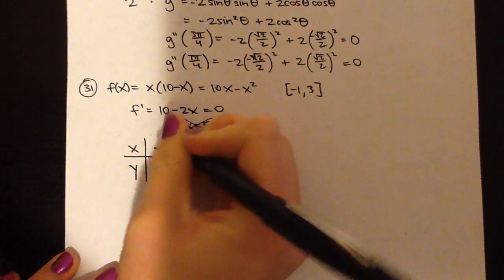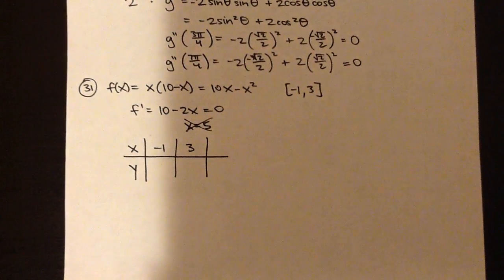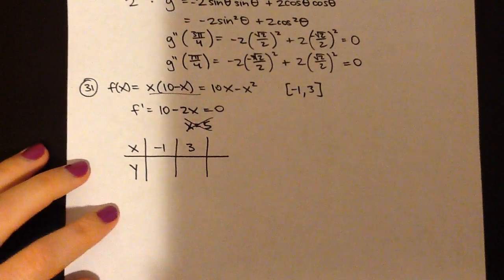I plug in my endpoints, and then normally I would plug in my critical points, but it didn't come out to be in our interval, and we only had one of them. So I plug these into the original function. Every time I'm doing this table for absolute mins and maxes, I plug it into the original function because I want to know what's the absolute highest y value, what's the absolute lowest y value, and we can only get that by plugging into the original.